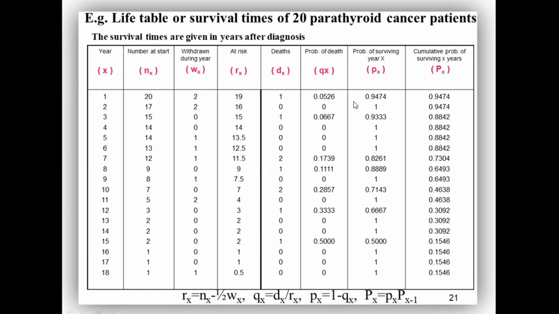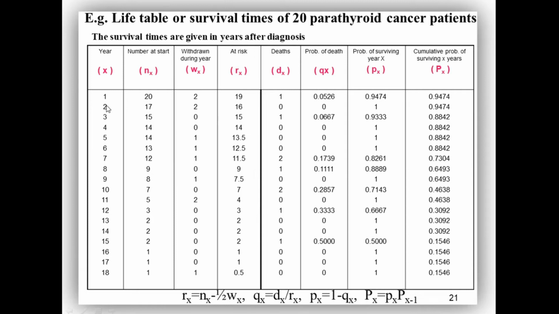Okay, that can be calculated by subtracting the probability of death from 1. 1 minus the probability of death is the probability of surviving that particular year, year 1. What is the probability of surviving from the beginning to the end of year 1? It is the same for year 1. It's the same as the probability of surviving year x. Now, this is about year 1.